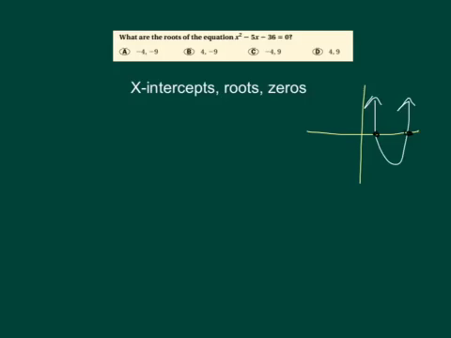So when I see this question, what are the roots of the equation x squared minus 5x minus 36, essentially what we're talking about are the zeros, or the x-intercepts. So I say, okay, I'm going to set this equal to 0, factor, set my factors equal to 0, and solve for x. So I have x squared minus 5x minus 36 equal to 0. And now I'm going to factor this side, so everything's still going to be equal to 0.